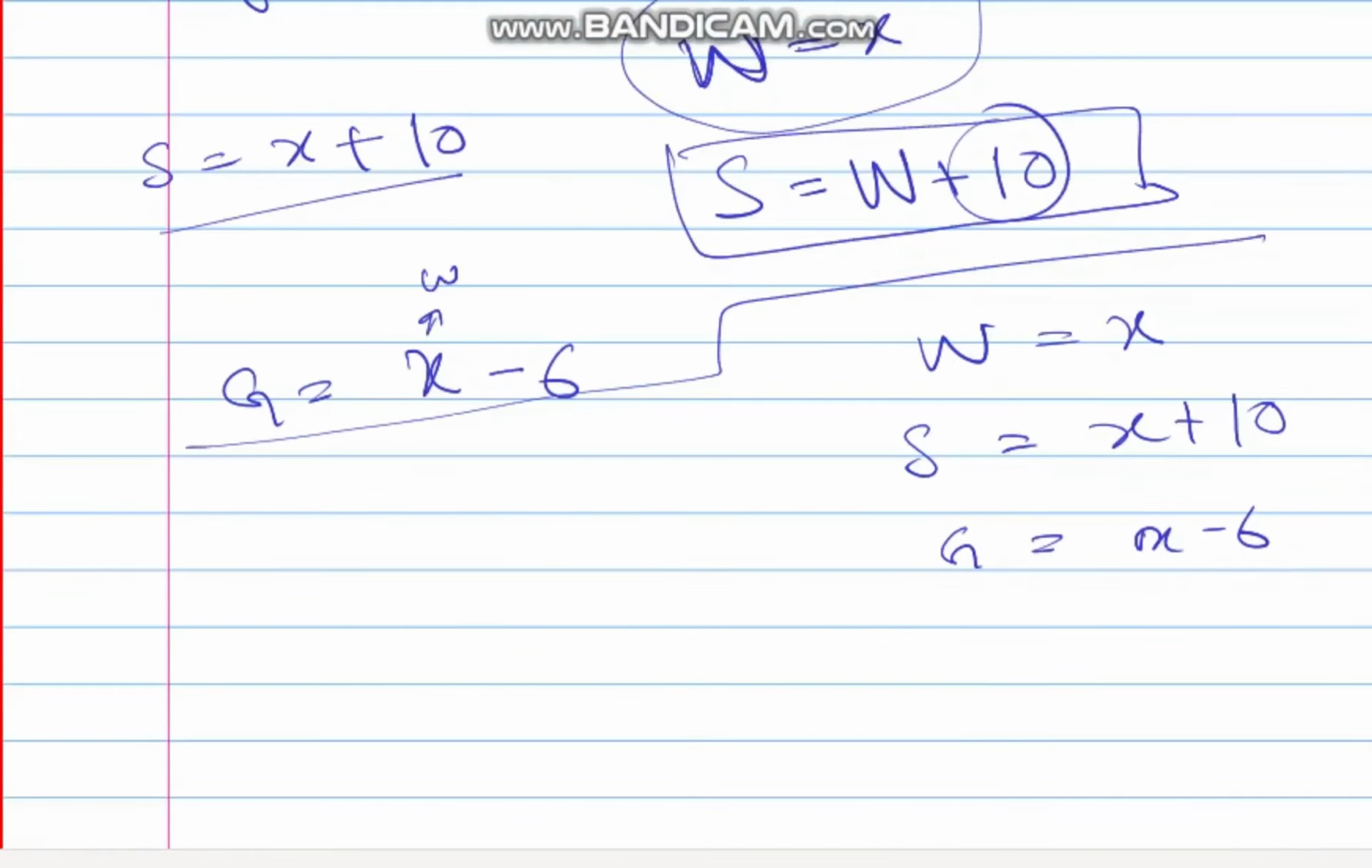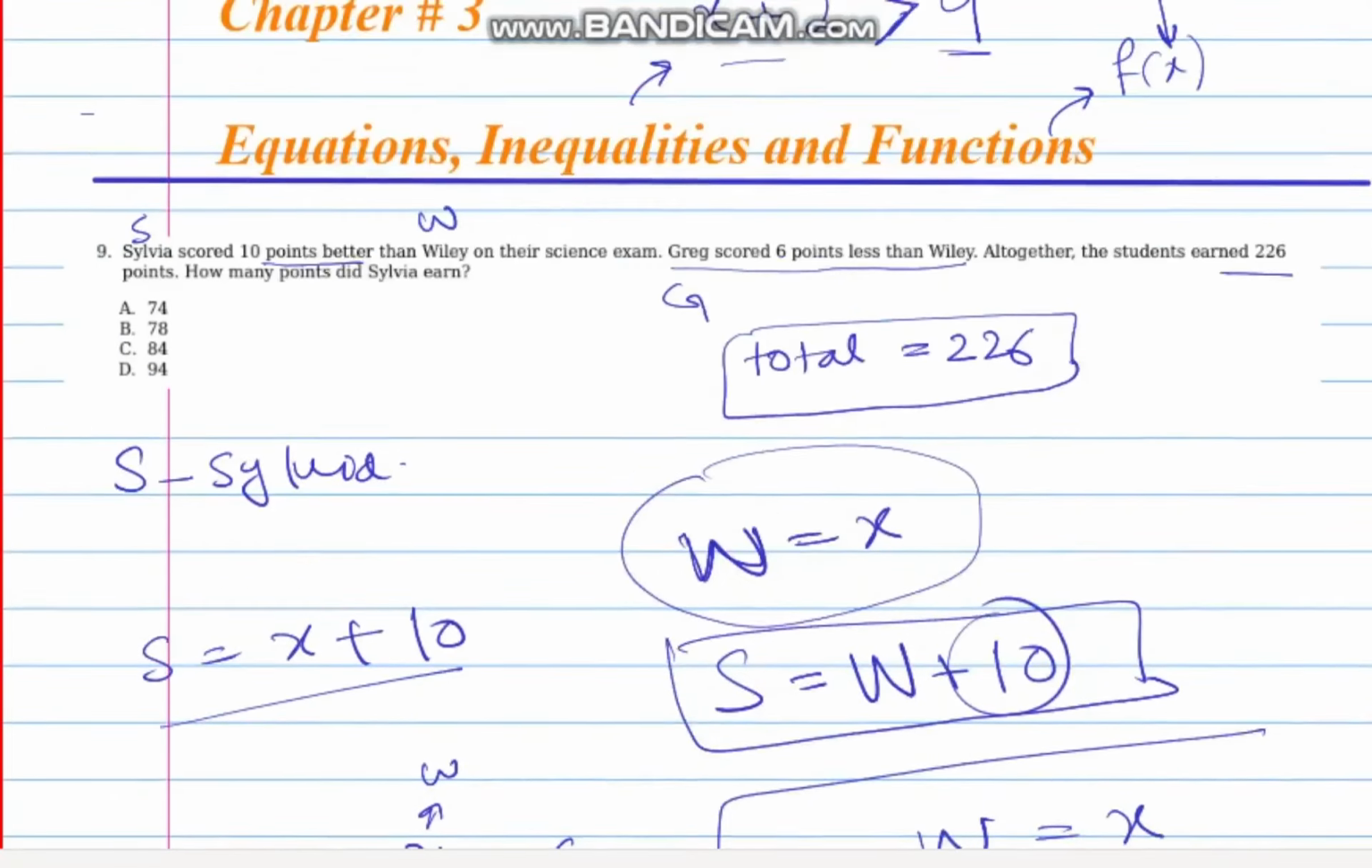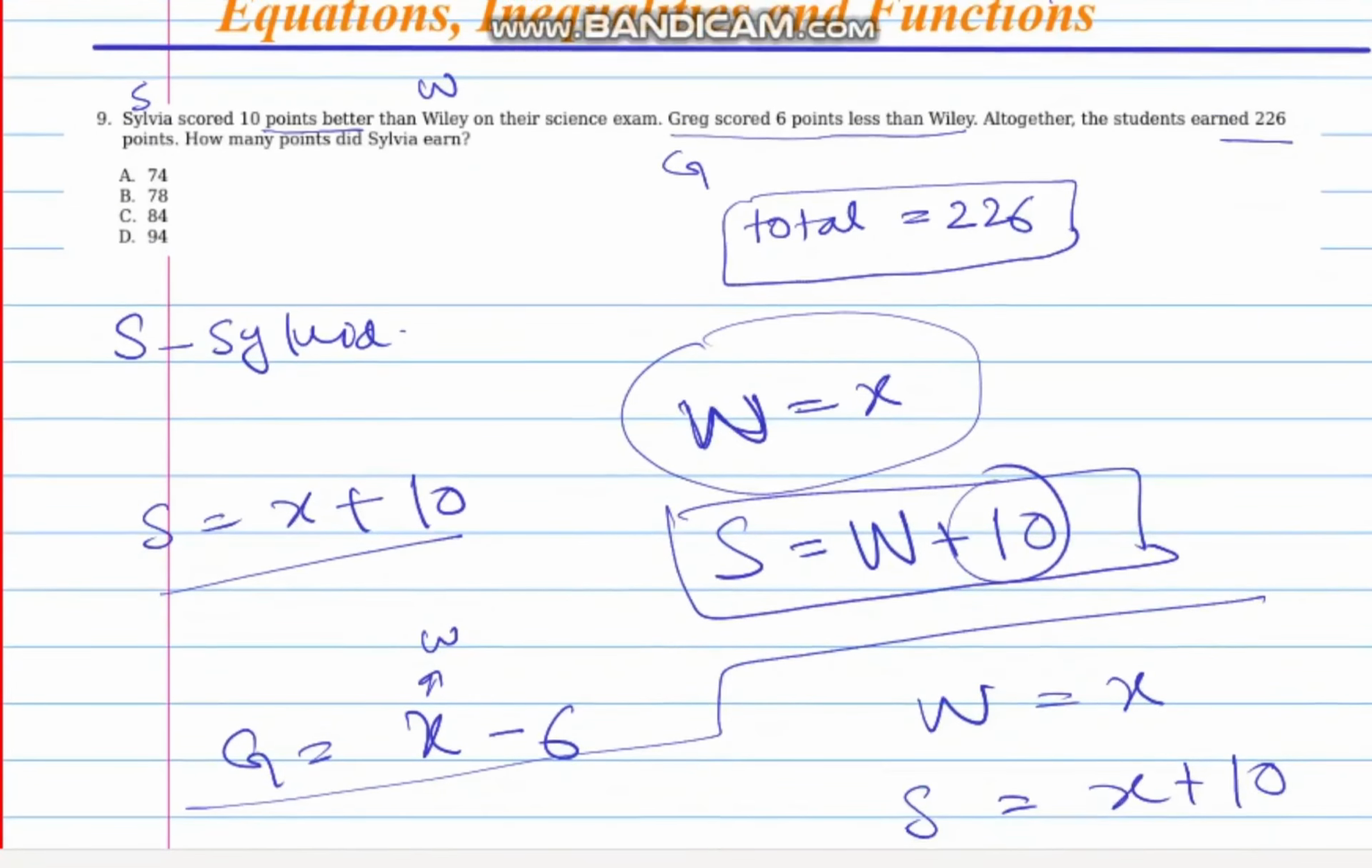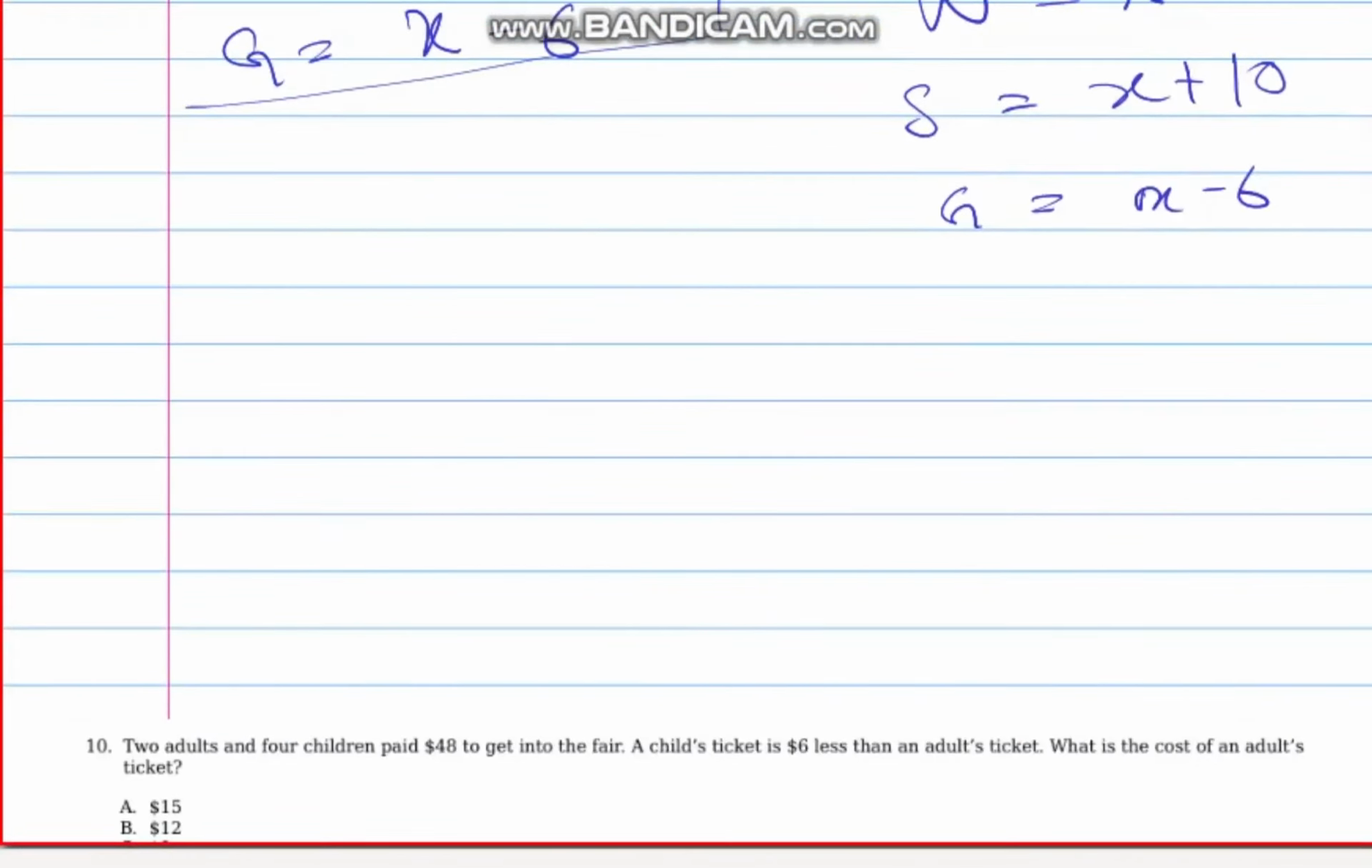He says in the question that all combined together earn 226 points. So please add all the things: Ville's score is X, Sylvia's score is X plus 10, and Jet's score is X minus 6, equal to 226.